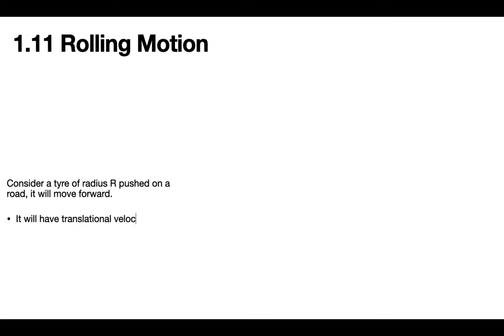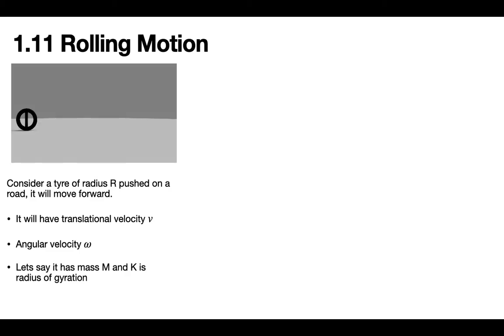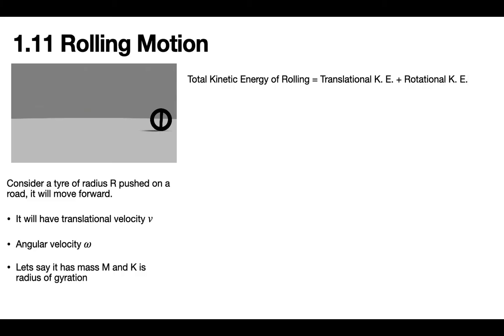Next topic, rolling motion. Now here consider a tire of radius r pushed on the road, it will move forward. Once you push it, it will have translation velocity v and also angular velocity omega. Let's say its mass is m and k is the radius of gyration. So here is an example: the tire we pushed has a translation velocity and angular velocity as well.